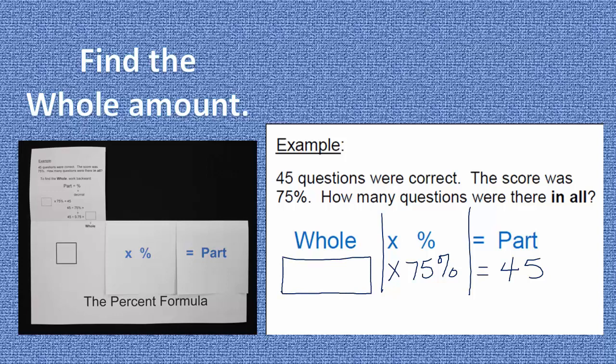We can't multiply an empty box times 75%, so we'll start at the end with the 45 and we'll work backward, and we'll be doing the opposite of multiplying. 45 divided by 75%. You can use your percent key on your calculator, or you can change 75% to 0.75. 45 divided by 75% will give us a whole amount of 60. So there were 60 questions in all.